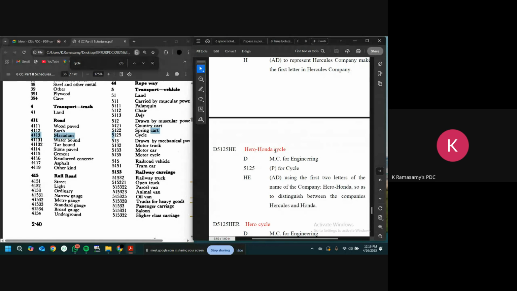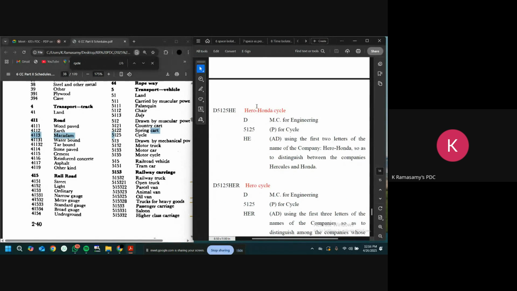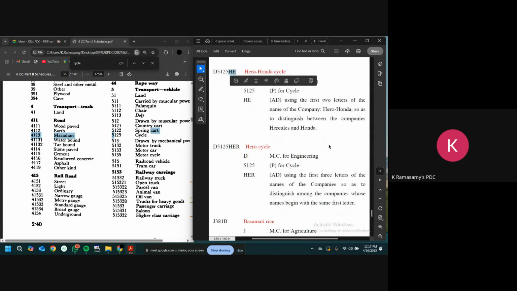What about Hero Honda cycle? This also starts with H, so I take 2 letters: HE for Hero Honda cycle. What is the Hero cycle? HER. This way you can use either the first 1 letter, 2 letters or 3 letters. Even maximum you can go up to 4 letters to distinguish one brand from another brand.